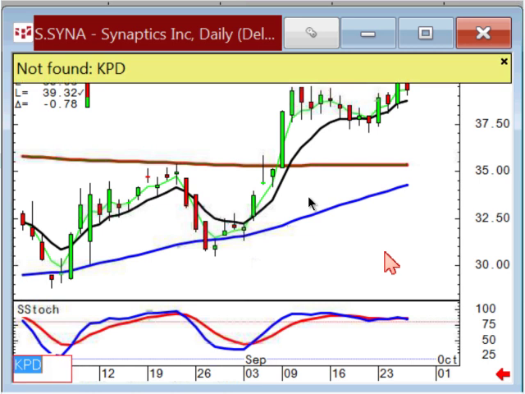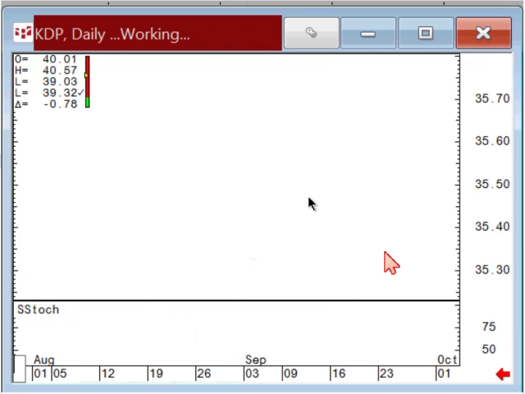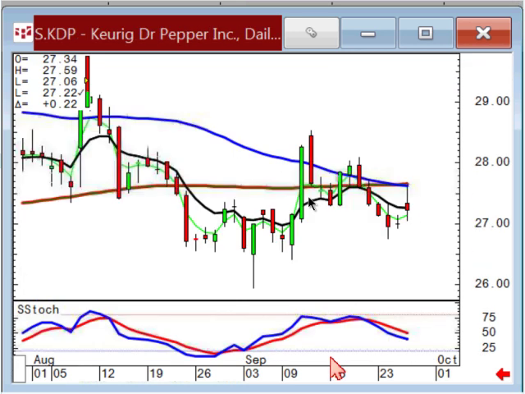Keurig, nothing. You can see that you're stuck in a wedge. I wouldn't be long or short this one right now. It would definitely have to break out through this level. I'd probably be more apt to pay 28 for it, knowing that it broke to the upside.